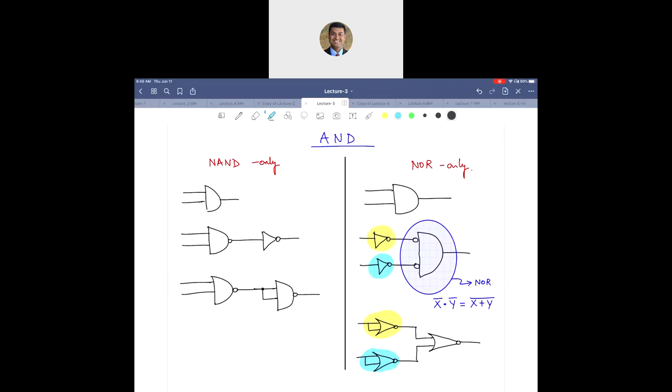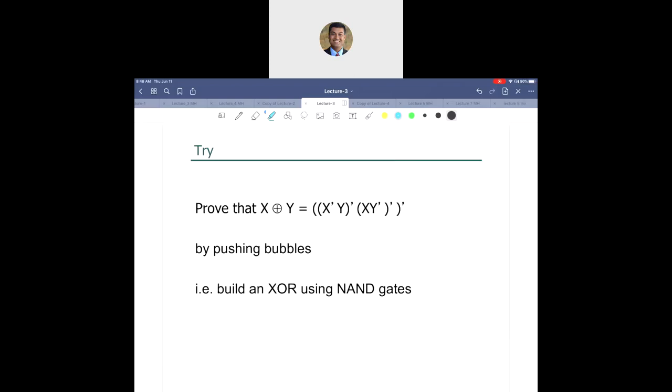All right, friends, let's move on here. Now that we have a solid understanding about pushing bubbles through and converting things to NAND-only synthesis, and in fact, we also looked at NOR-only synthesis as well.